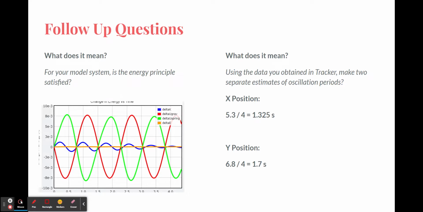Now, using the data you obtained in Tracker, make two separate estimates of oscillation periods. As you see here, x position and y position are calculated for 4 oscillations. And since they are slightly different from each other, this will likely have an impact on formulas that use period to calculate their endpoints, like spring constant.